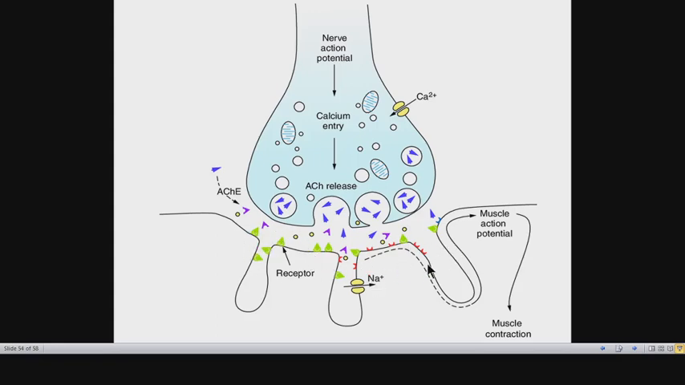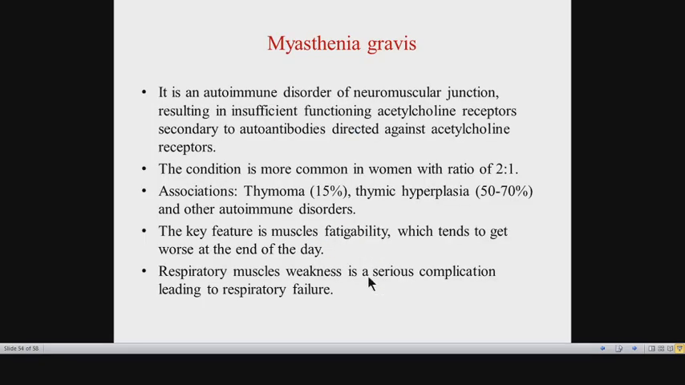The acetylcholine receptors become saturated, or fully saturated, because there are already deficient receptors. And these receptors are consumed during the day with activity. So when we reach the end of the day, there is a lesser number of available active acetylcholine receptors. That means the muscle fatigue and muscle weakness will be more pronounced and more severe at the end of the day. This is a characteristic feature of myasthenia gravis.